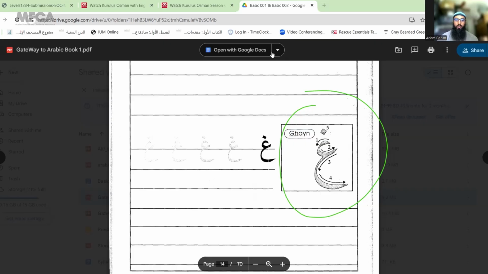Ghain, ghain. Brother Hussein, please. Ghain. Very good. Sister Melissa, Ghain. That's very good. Not ra, but ra. Do you hear the difference? Can you hear the difference between the two? Not ra, but rather ra. Much better.